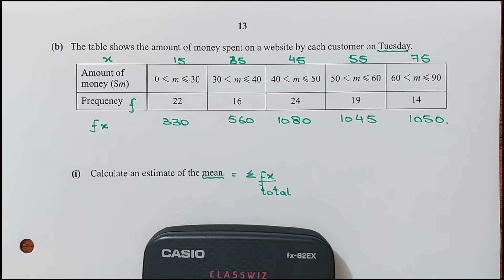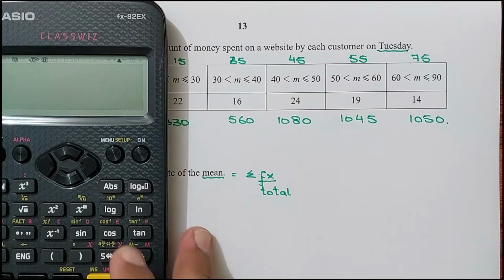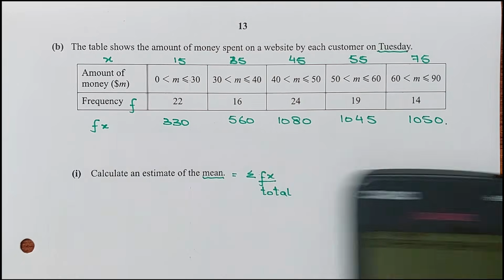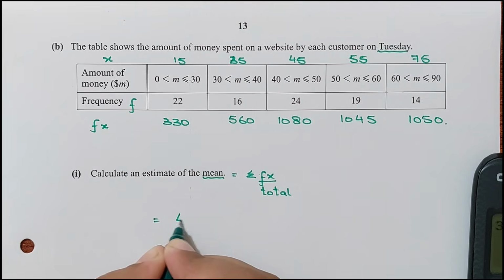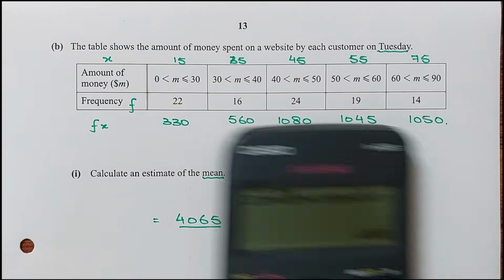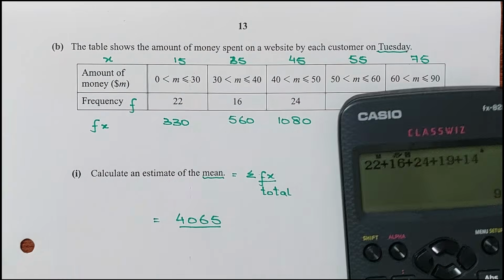Right. Let me do the sum of fx. Right. The sum of fx is 330 plus 560 plus 1080 plus 1045 plus 1050. This is 4065. 4065 divided by the total. Total is the frequency, which is 22 plus 16 plus 24 plus 19 plus 14. 95.